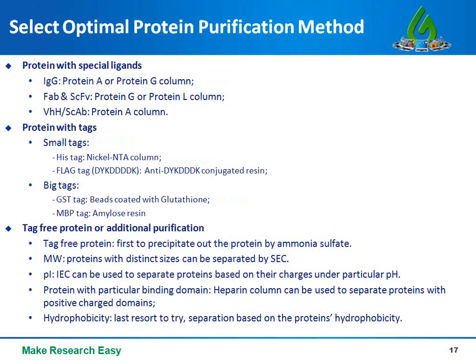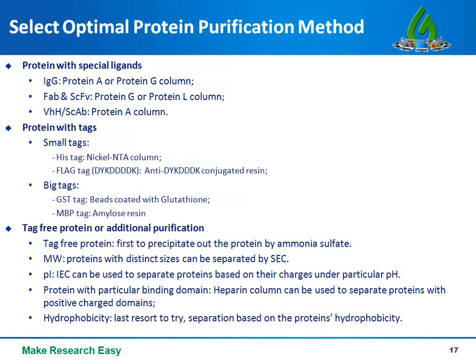For tag-free proteins, they can be produced in two ways. One is to express it as a tagged protein and then cut the tag off during the purification step. Under certain circumstances, you may prefer no tag expression. This way, tag-free protein has to be precipitated out first by ammonium sulfate based on protein molecular weight and pI.